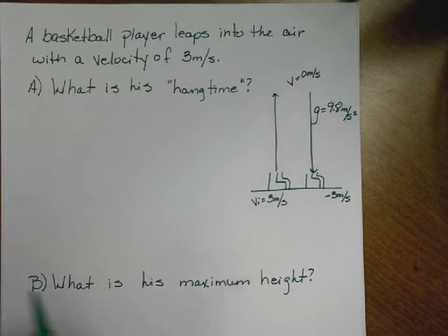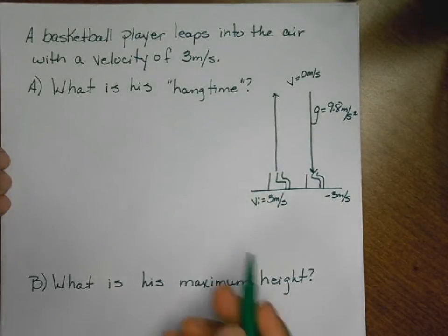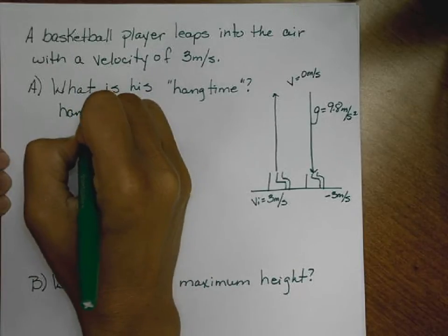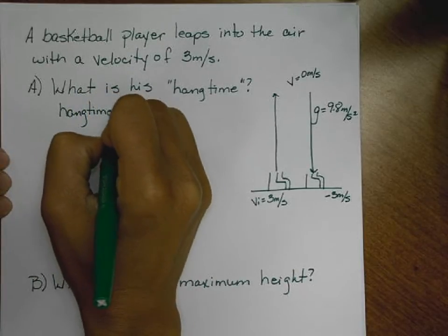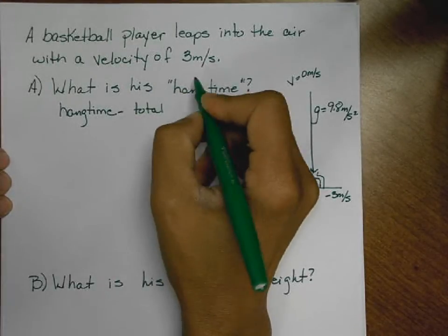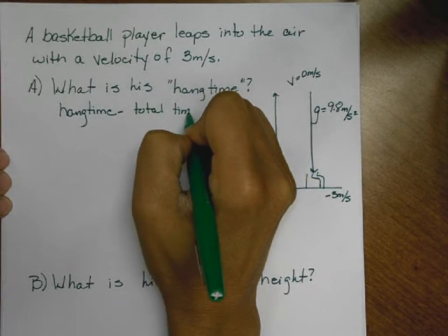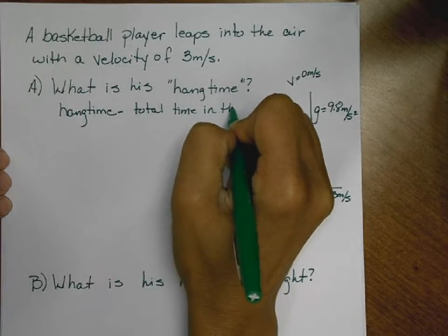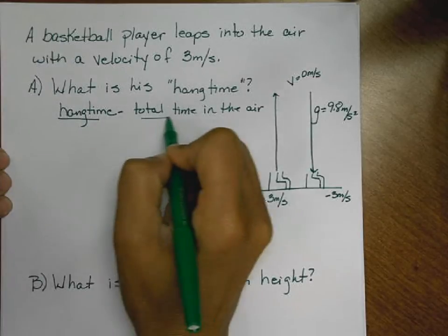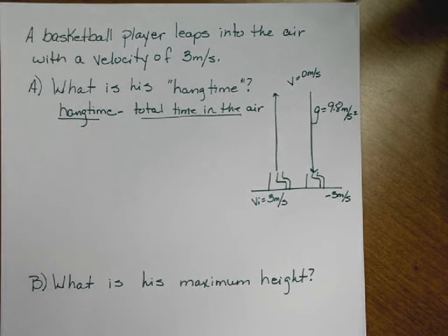So let's talk about what hang time is. The definition of hang time is the total time in the air. And that is the time from the moment he leaves the ground to the moment he returns to the ground. Total time in the air. That is the definition of hang time. That's what I'm looking for, the total time in the air.